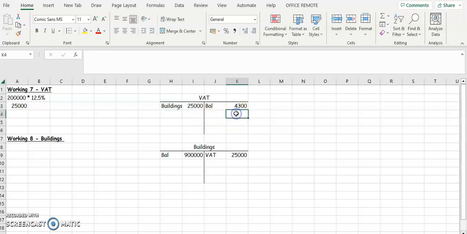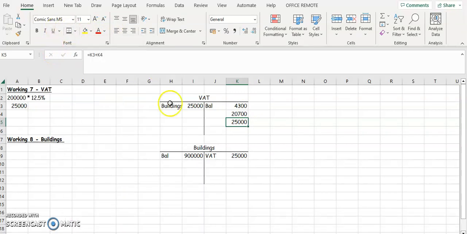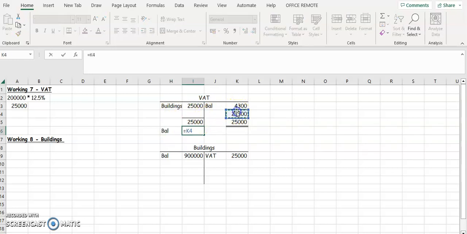And then if we balance it off, we'll see we have an overpayment on our VAT of 20,700. So that's going to go into your balance sheet as a current asset. Your balance then is going to be 20,700. Unless there's any other adjustments, that's the figure that goes into your balance sheet, and we're going to put it in as a current asset because the balance is now on the debit side. So we've overpaid our VAT.